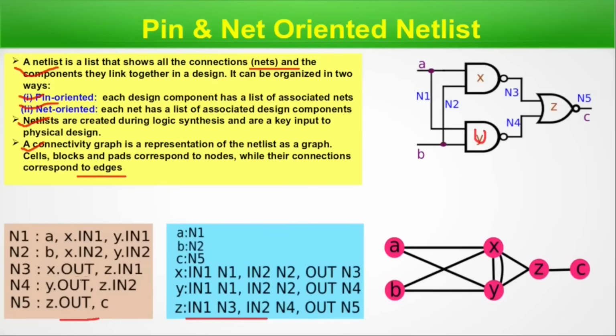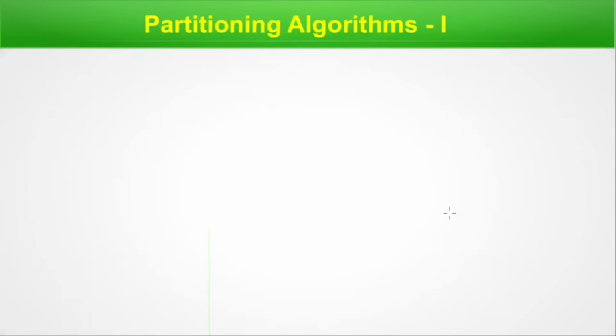Now net 3 is connected with the output of X and input 1 of Z. This way, the connection is done. So this is the graphical representation of this circuit. So this way, a netlist can be represented in a pin oriented and net oriented way, and we can represent it in a graph also. So now we are done with this slide. We will move to the next slide.